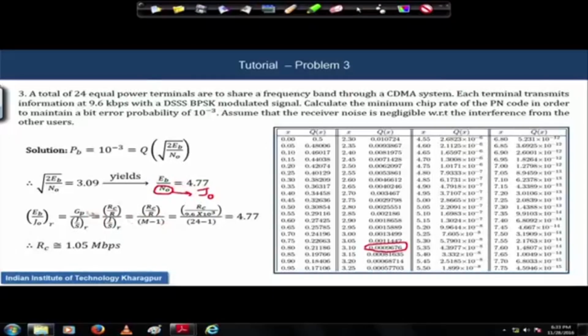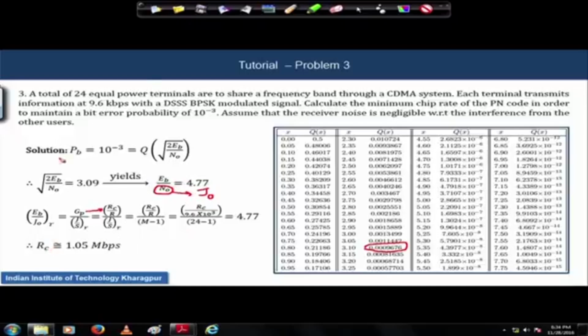So we use that in the expression which we used in the previous problem, and we are in a position, as I said, GP can be expressed as RC by RB, or RB sometimes also denoted, because it's a raw bit rate, it's also denoted as R, and that is already specified to be 9.6 kbps. The J by S ratio we know is the total number of users minus the desired user, so it's m-1. So approximately what we have is RC of 1.05 Mbps. M of course has been specified to be equal to 24.